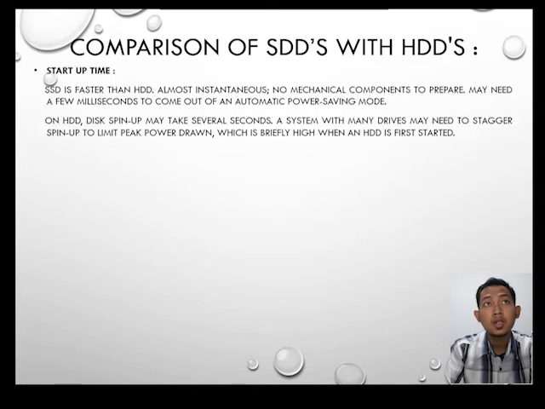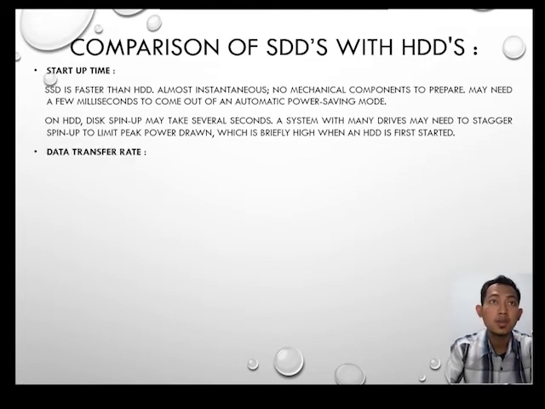In the startup time, SSD is faster than HDD because there are no mechanical components to prepare, and it may need a few milliseconds to come out of an automatic power saving mode. And on HDD, this spin up may take several seconds. A system with many drives may need to stagger spin up to limit peak power drawn, which is briefly hiked when an HDD is first started.